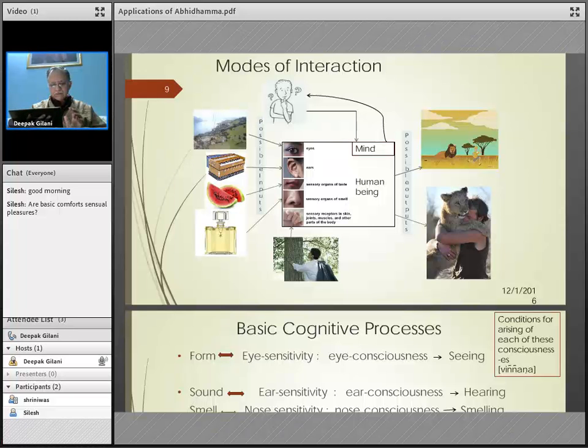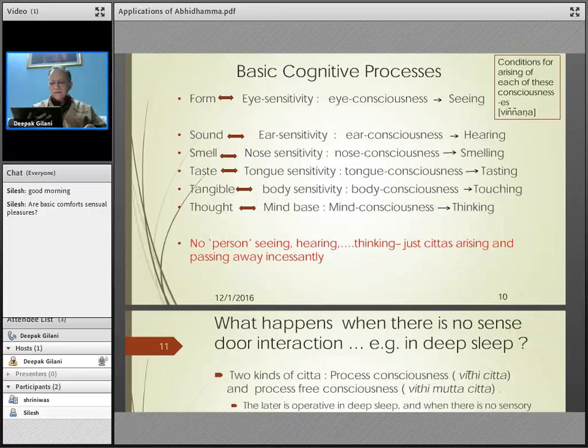So the basic cognition process mentioned in the 10th section is basically the arising of various consciousnesses based on the sense organs. These are all conditioned phenomena which arise based on certain conditions, and we call each of these consciousnesses the vijnana, or the chakkhu vijnana, sota vijnana, and so on. So this is how we label them.